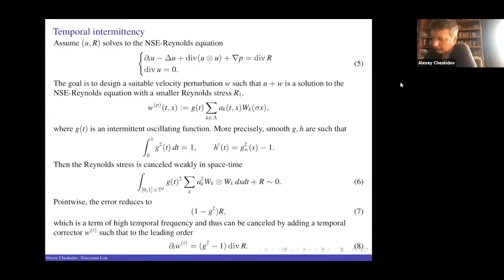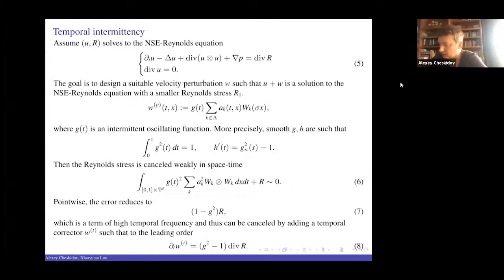So again, the right hand side here is the divergence of the Reynolds stress. So the goal is to design a velocity perturbation, W, that at the end is going to produce a smaller Reynolds stress. And the velocity perturbation is going to be equal to something which is very common in all the convex integration schemes: we take building blocks, multiply them by smooth functions that depend on the previous Reynolds stress. What we are going to do is multiply it by an intermittent function in time, g of t, such that the integral of g squared is one. And then we are going to show that the Reynolds stress is canceled on average.